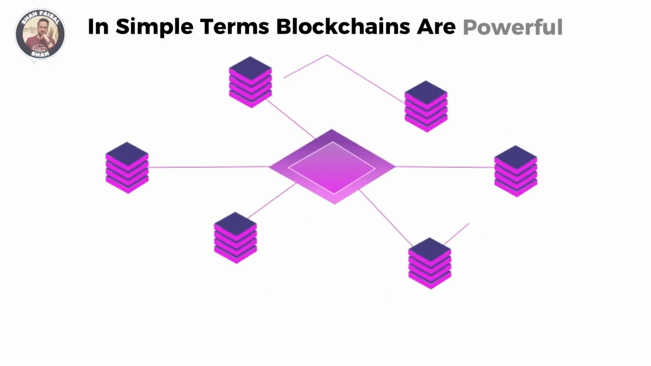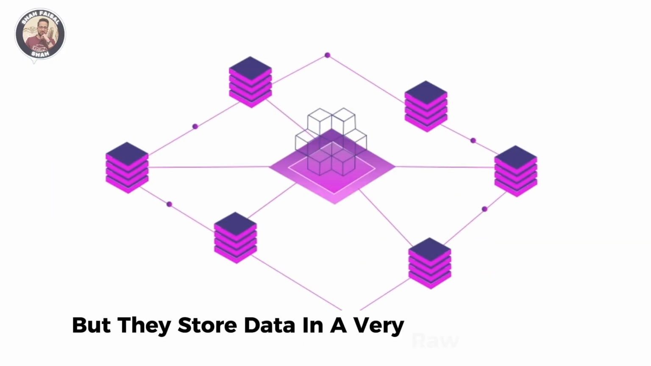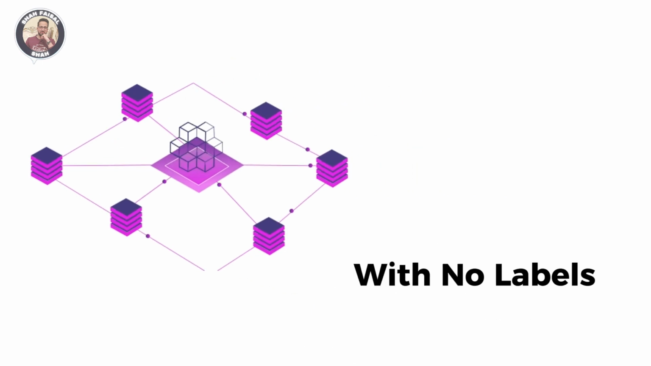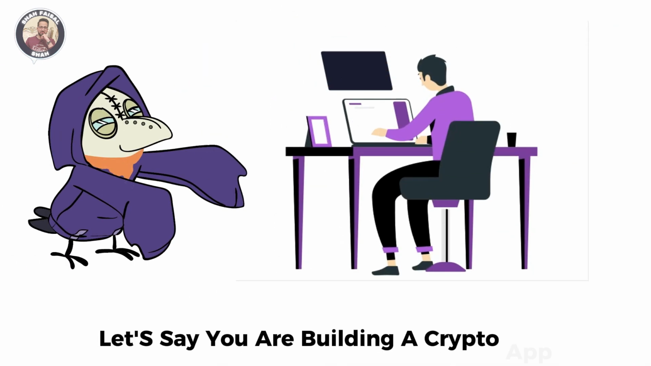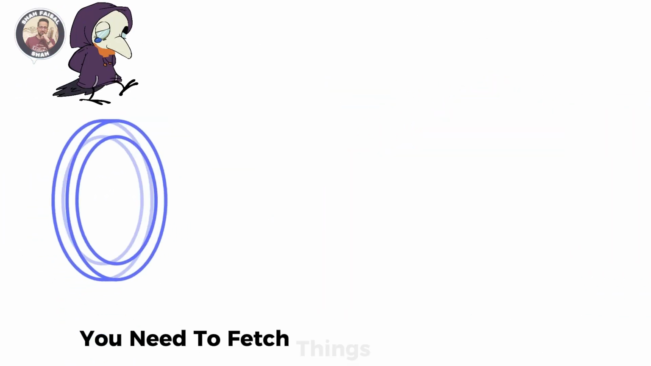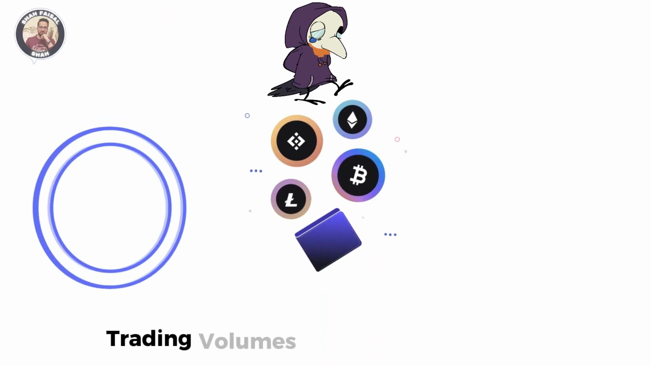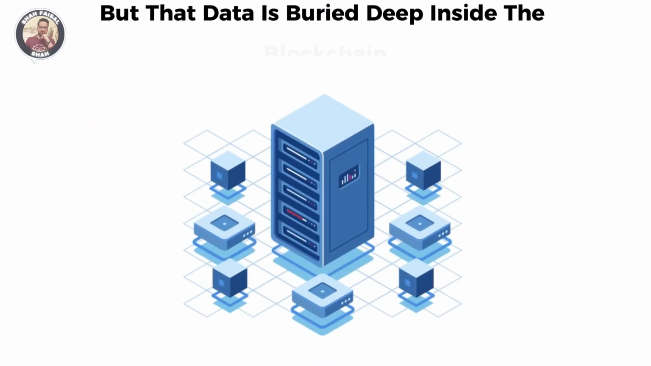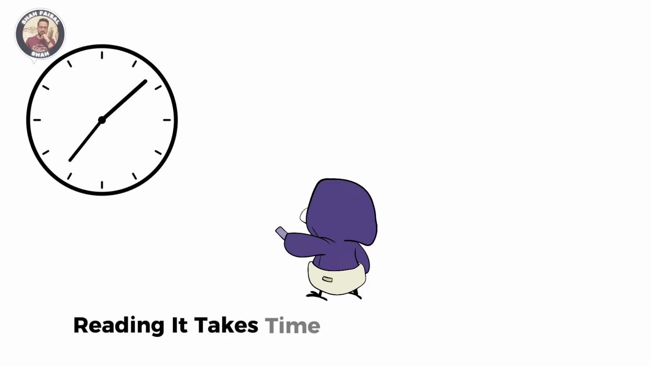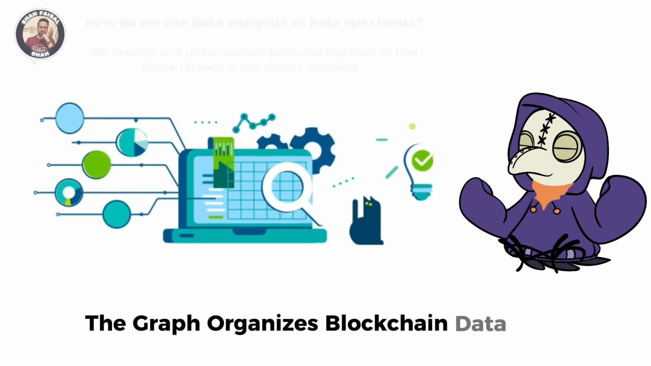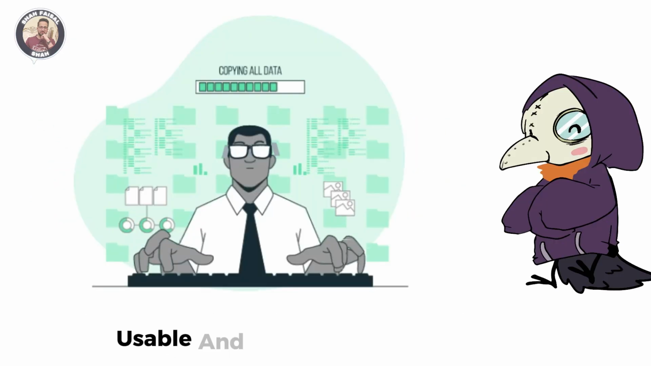Blockchains are powerful, but they store data in a very raw, technical format, kind of like a huge spreadsheet with no labels. Let's say you are building a crypto app, like a wallet tracker or an NFT marketplace. You need to fetch things like token prices, trading volumes, or ownership history. But that data is buried deep inside the blockchain. Reading it takes time, money, and advanced skills. That is where The Graph comes in. The Graph organizes blockchain data and makes it searchable, usable, and fast.